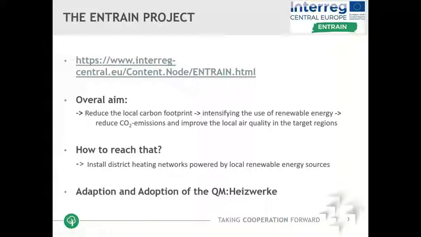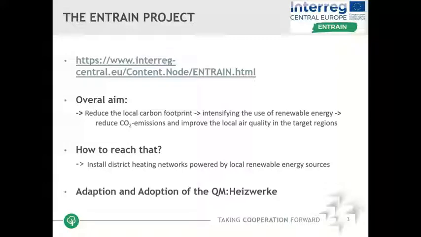Here's just a short introduction to the ENTRAIN project for our external participants. The overall aim of the ENTRAIN project is to reduce the local carbon footprint by intensifying the use of renewable energy, and as a result also to reduce CO2 emissions and improve the local air quality in the target regions, which are Italy, Germany, Croatia, Slovenia and Poland.